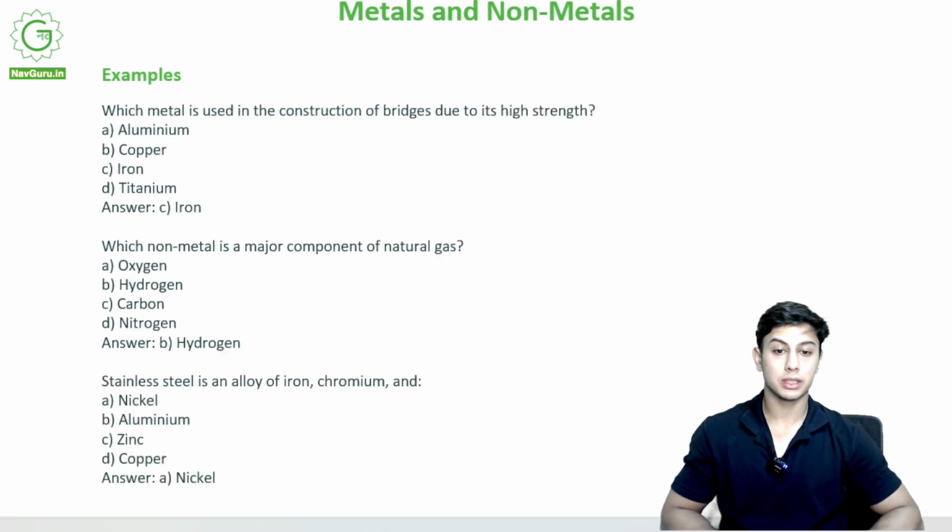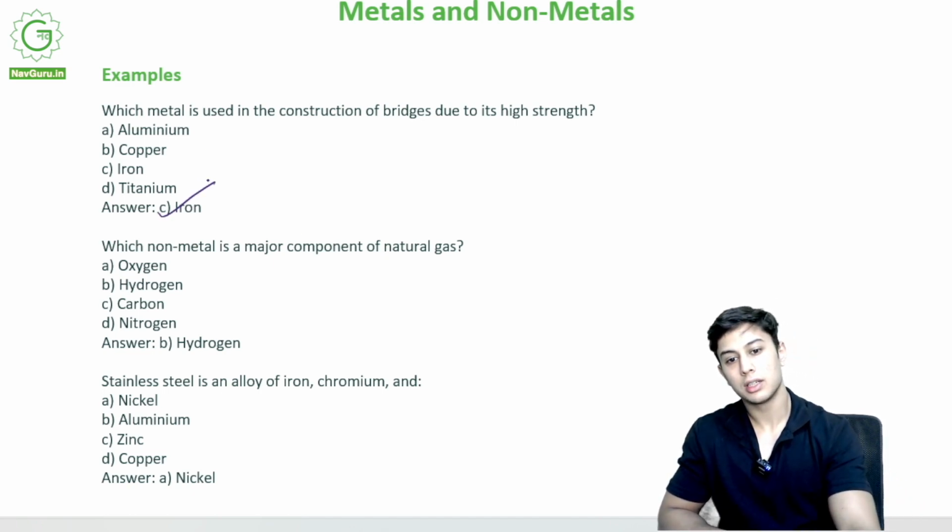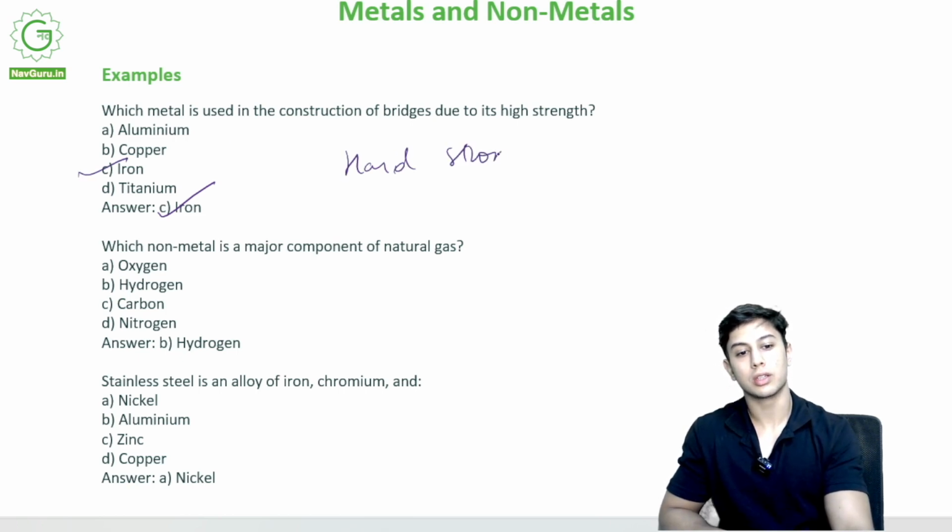Which metal is used in the construction of bridges due to its high strength? It's iron. I told you it's very hard, it's very strong.